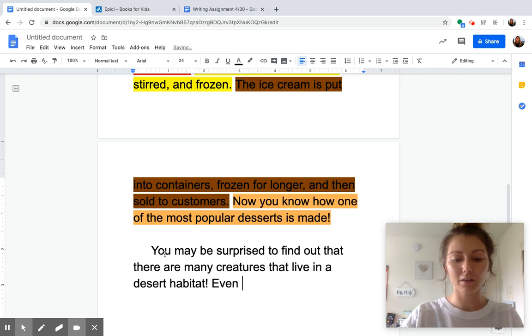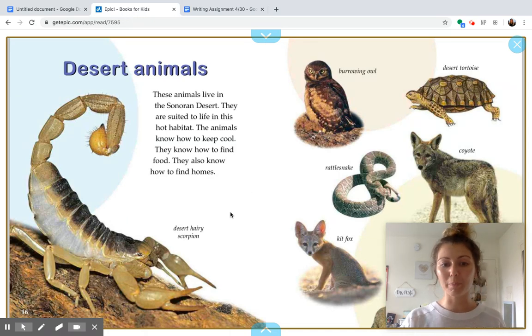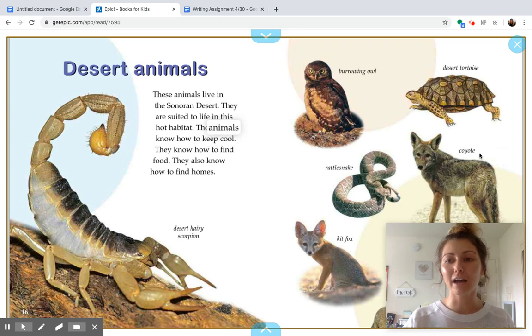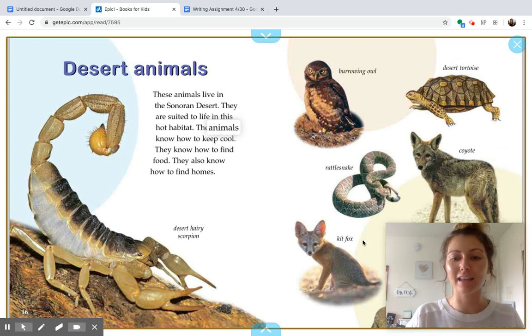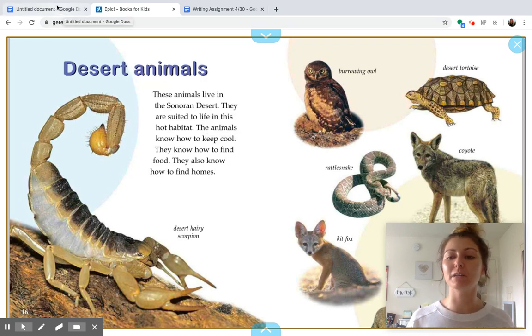Even though it is hot and dry, creatures like, and I can go back, scorpions I see here can live in the desert because they know how to keep cool. Coyotes, a tortoise, a rattlesnake, ew, I don't like rattlesnakes, and a fox even. So I can use some of those examples and I can give that reason why they can live in the desert. They know how to keep cool and how to find food and how to find homes.